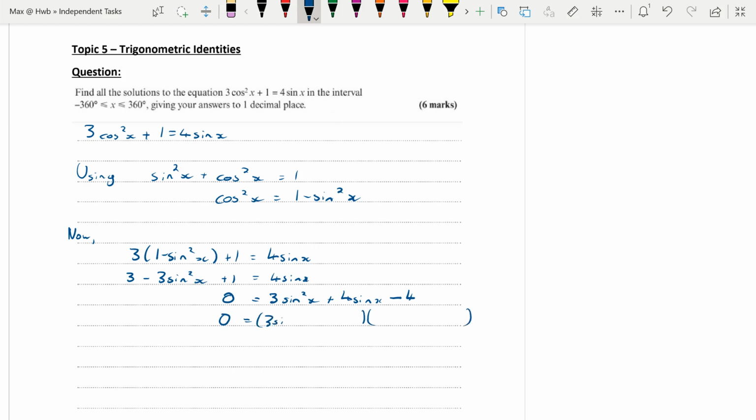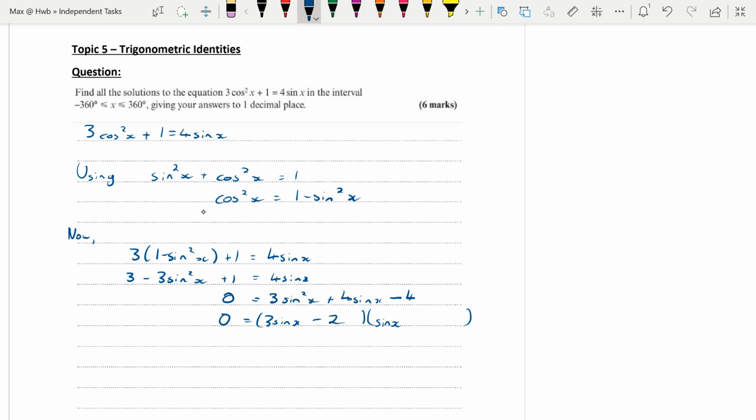Now again, some of you may want to split the middle term and do some work on the other side. Some of you may want to just dive straight in, and that's fine as well. So I've got my two brackets. I know that because 3 is prime, the only way of doing it is 3 times 1. And I'm going to work out what my other numbers are.